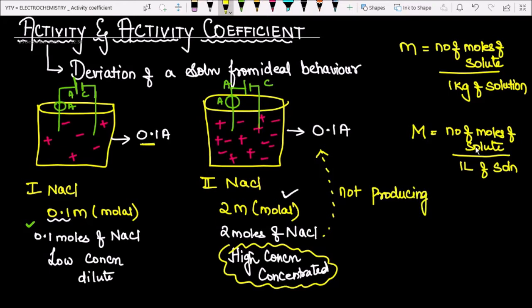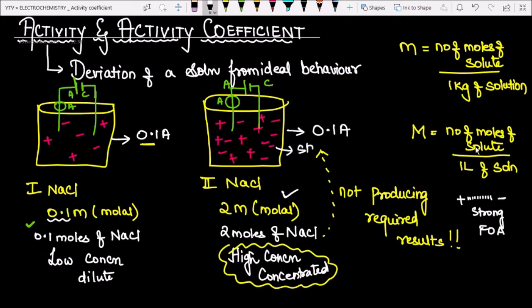Now, where is the problem? This problem can be addressed if we understand a simple concept. What is that simple concept? See here, you have a lot of cations and anions. Even though cations and anions get dissociated, there is still going to be a strong electrostatic force of attraction between the cation and anion. Over here there is going to be a strong force of attraction between the cation and anion.